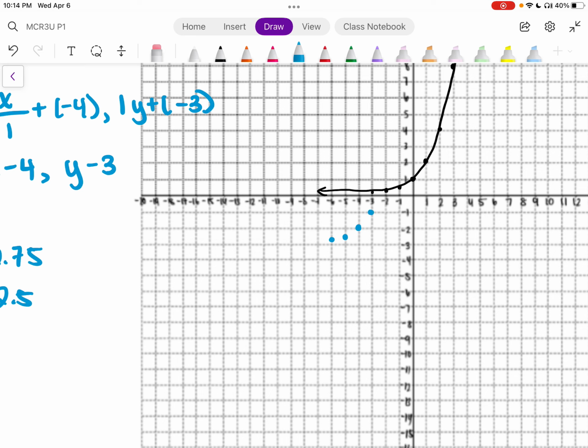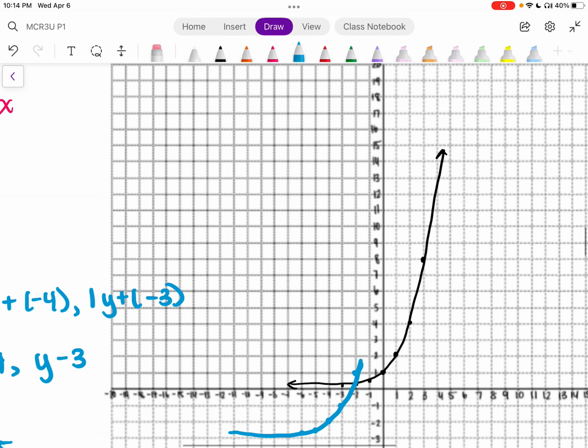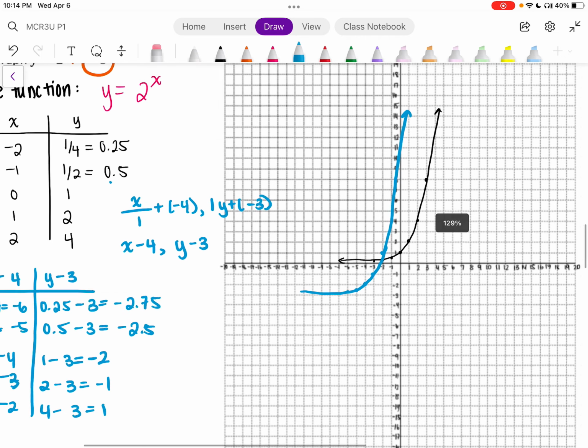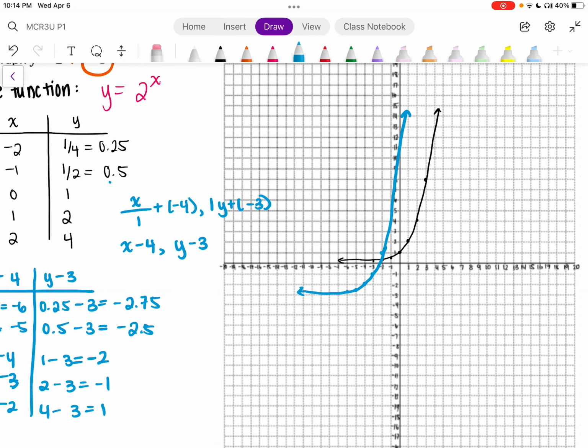And then I'm going to do negative 2, which is going to go down to 1. So it's going to be like here, right? So my graph is going to look something like this. Okay, so that's what my graph's going to look like, just on both sides.